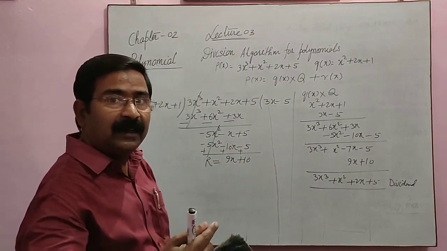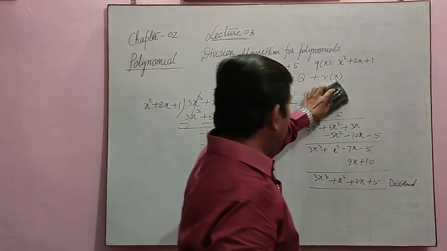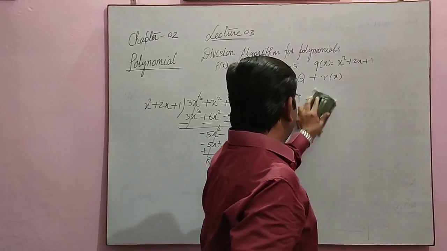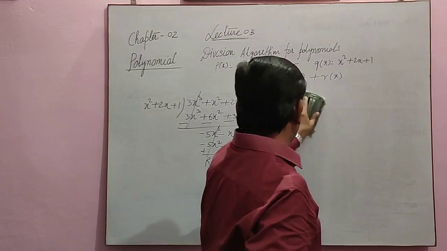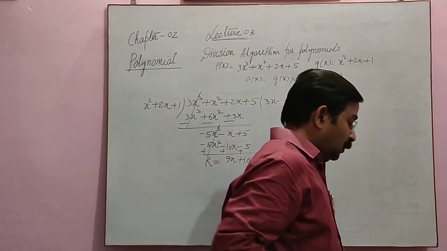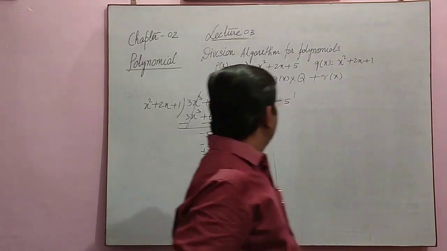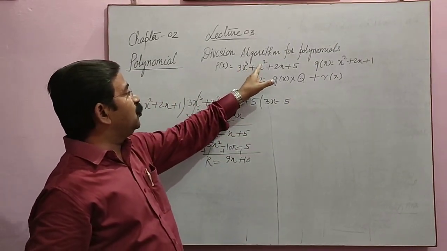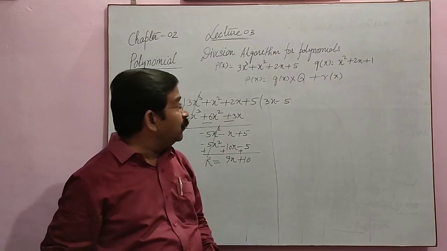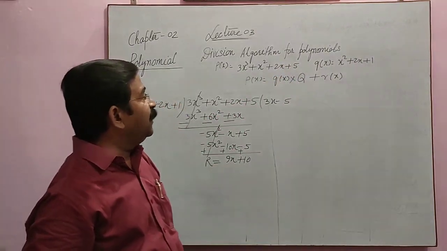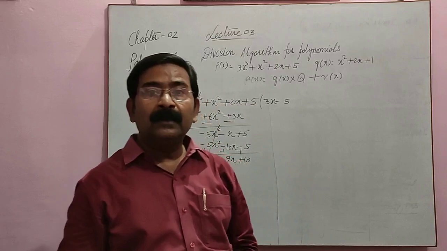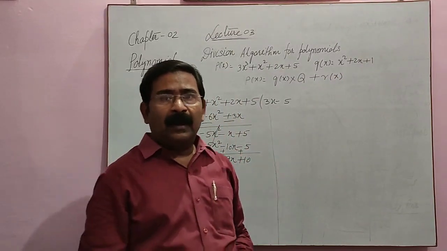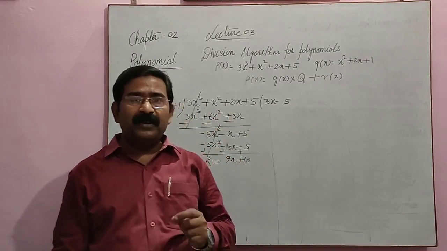I am adding another question to this, removing this one. The question can be, what must be subtracted and what must be added. What must be subtracted from the polynomial 3x cube plus x square plus 2x plus 5 so that it can be exactly divisible by x square plus 2x plus 1? I am giving one example.